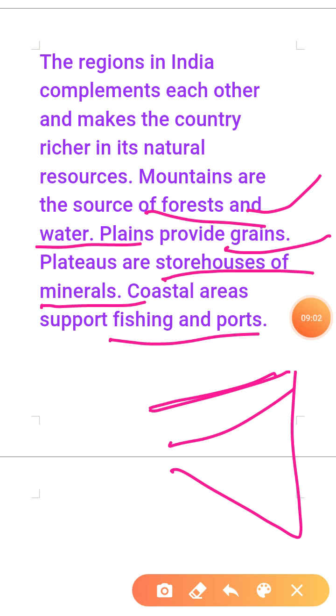So each and every relief feature has great significance for Indians. This is the completion of the chapter.